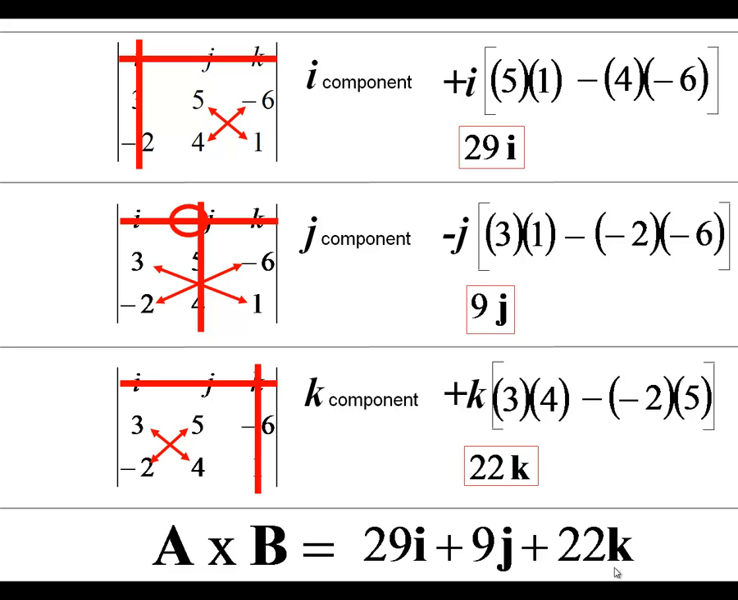That's the cross product. We take two vectors, multiplied them together in a cross product, and we get a third vector.